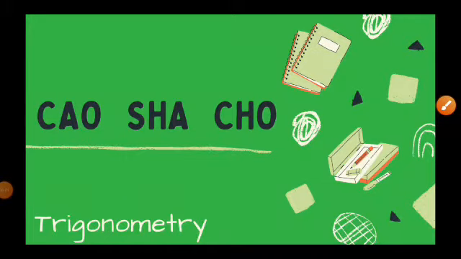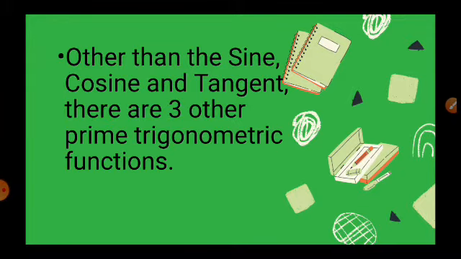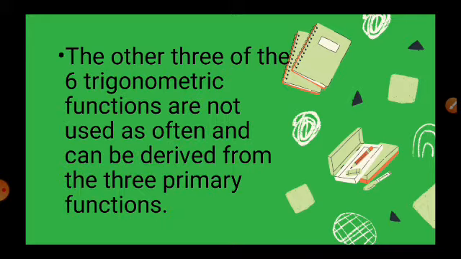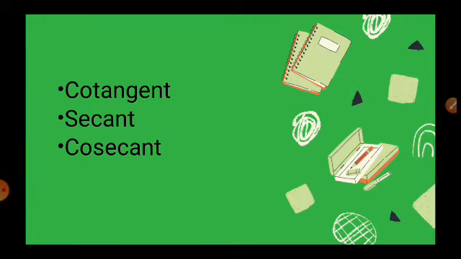CAO-SHA-CHO. What is CAO-SHA-CHO in trigonometry? Other than the sine, cosine, and tangent, there are three other prime trigonometric functions that we need to understand. The other three of the six trigonometric functions are not used as often and can be derived from the three primary functions. These other three functions are the cotangent, secant, and cosecant.